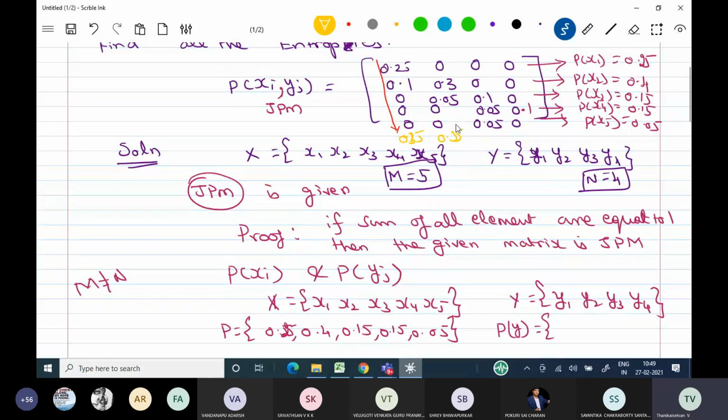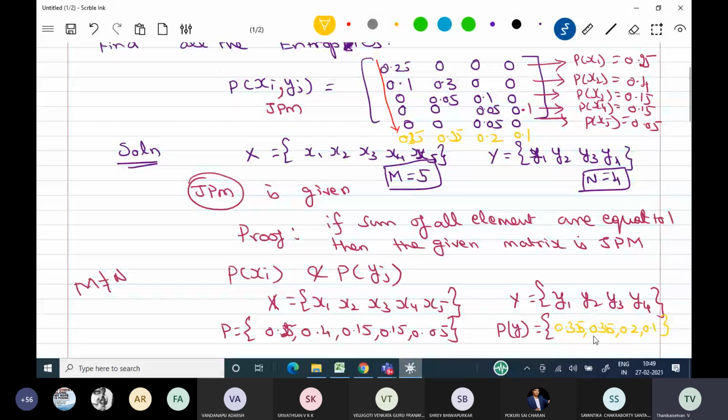Okay, 0.35. Next one is 0.2. This one is 0.1. Okay, here 0.7 plus 0.9... 1 plus 0.9, 1 will come. Okay, right. 0.35, 0.2, 0.1. Like that I have written it.